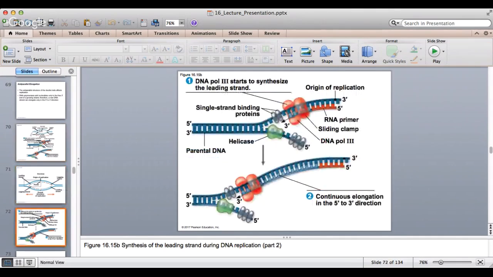Now, what we have to consider is that there may be another strand that's going to be a little bit more challenging.